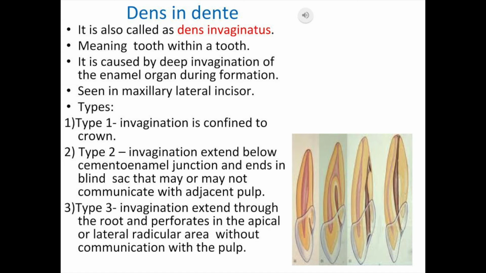Type 2, invagination extends below the cemento-enamel junction and ends in a blind sac that may or may not communicate with adjacent pulp. Type 3, invagination extends through the root and perforates in the apical or lateral radicular area without communication with the pulp.